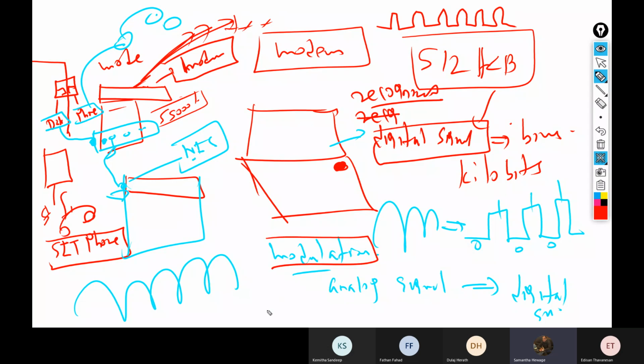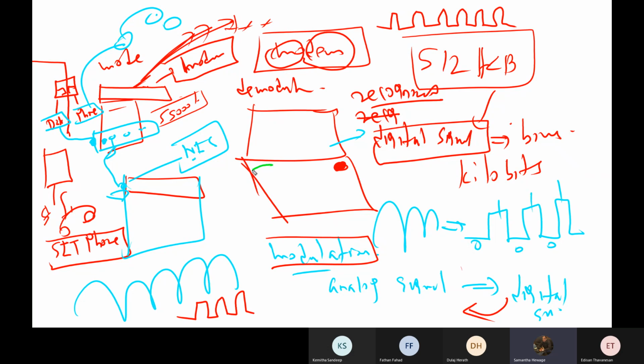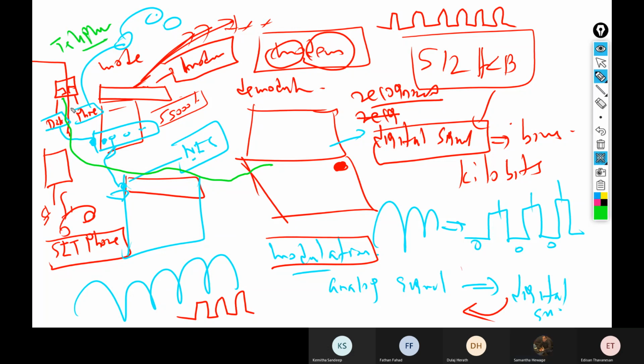The name modem, මට MO කියන්නේ modulation. DEM කියන්නේ demodulation. Demodulation is the reverse: digital signal to analog signal. That means if you send out data through this modem, you have to convert, because from here also we have a telephone connection. On the telephone connection only analog signal goes. So when it is released from the computer, the computer sends a digital signal.